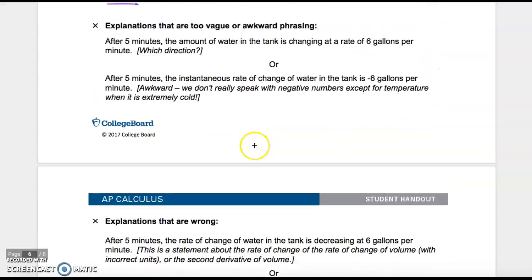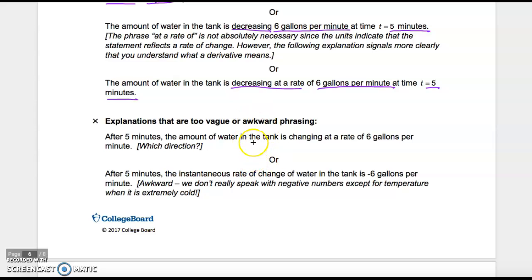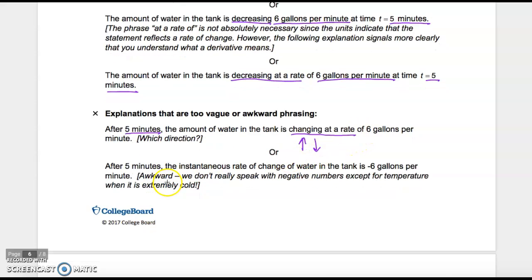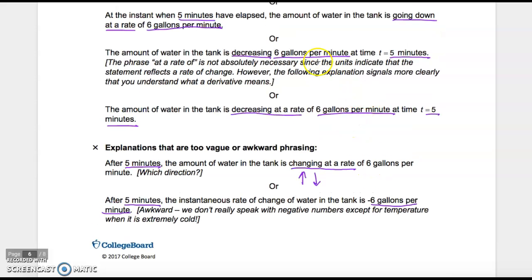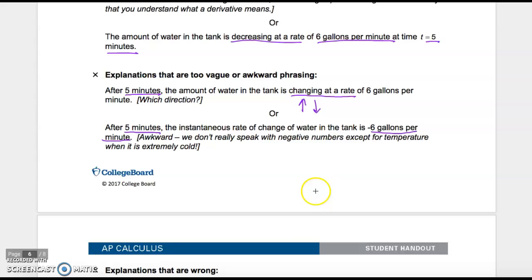These would be considered too vague, and you would probably lose points for them. So after 5 minutes, they have the 5 minutes, right? They have the amount of the water is changing. So they say changing at a rate. But they don't tell you whether it's increasing or decreasing. So this 6 could be positive or negative in your original statement. This also here, after 5 minutes, so they have the 5 minutes, the instantaneous rate of change of water is -6 gallons per minute. So they have 6 gallons per minute, but it's awkward. We don't really speak with negative numbers except for temperature when it's extremely cold. So you have to actually imply like what that negative means, that it's decreasing or that it's going down, okay?